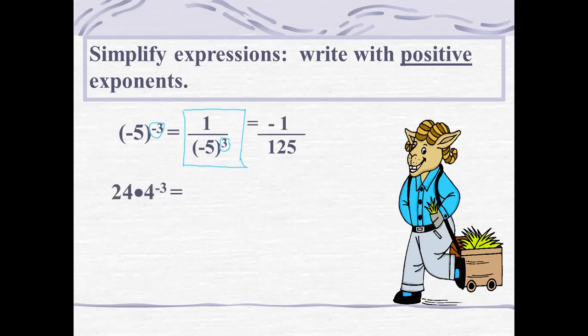Akira, please unmute. I will ask you so that I can tell if you understand or not. 24 times 4 to the power of negative 3. Akira, what is that one equal to? Akira. Where are you? Please unmute. I cannot hear.